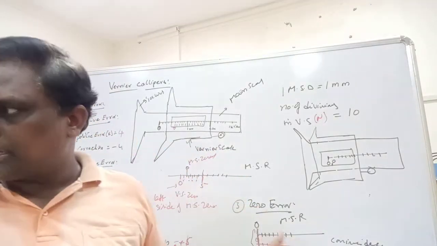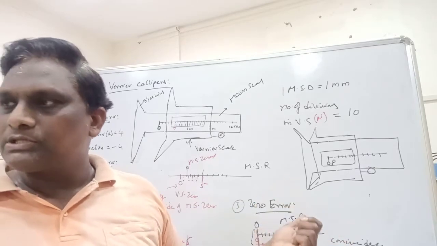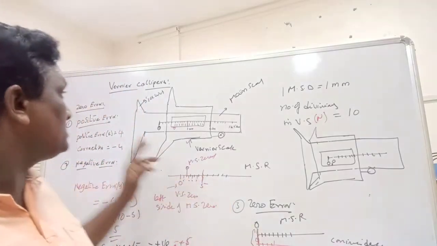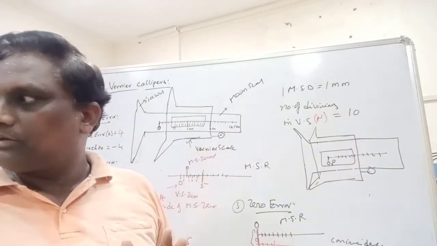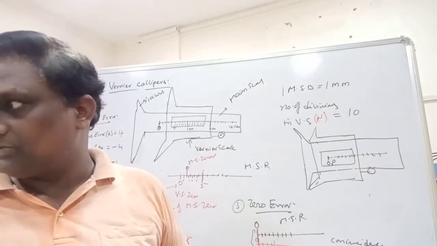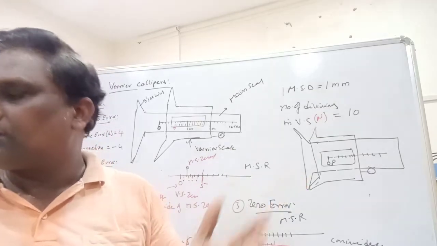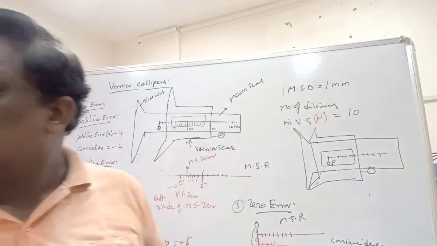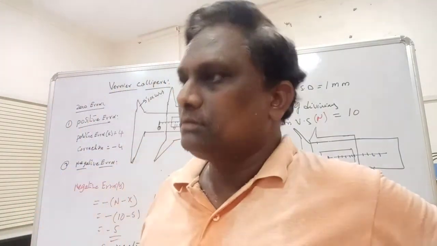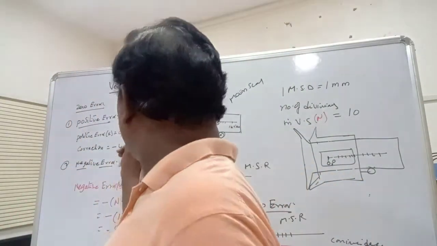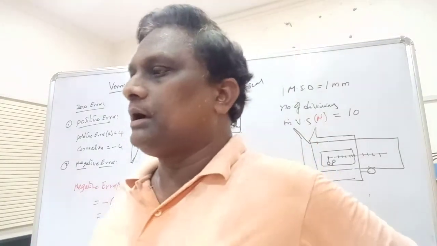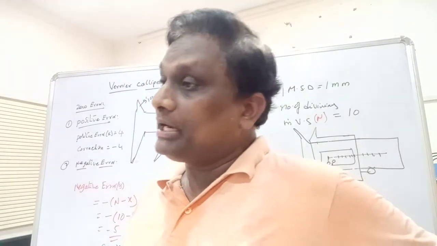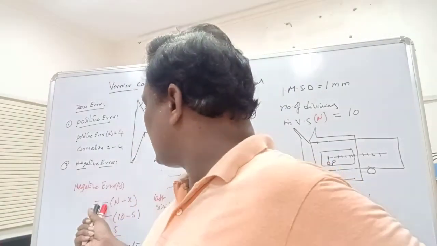We calculated all errors. Zero error means if main scale 0 coincides with Vernier scale 0, there is no error, no addition, no subtraction. What is the positive error? If the Vernier scale 0 lies on the right side of the main scale 0, then it is positive. The correction is negative. What is negative error? When the Vernier scale 0 lies on the left side of the main scale. The correction is positive. What is the formula? Minus of n minus x.